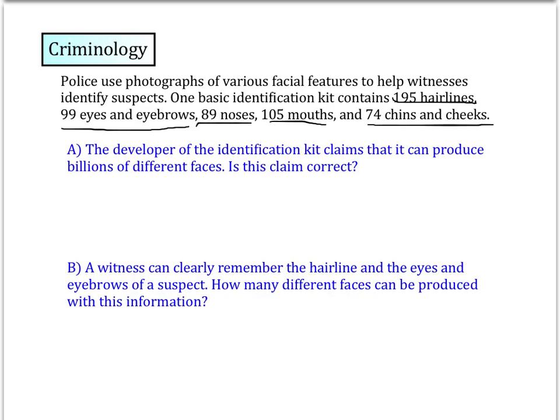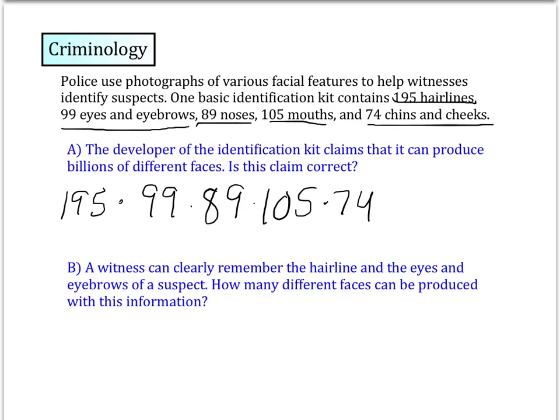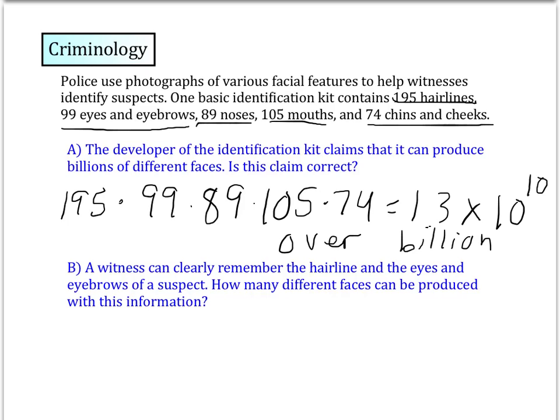Simply, what we do here is multiply all these possibilities. So 195 times 99 times 89 times 105 times 74. And when we do that, we get 1.3 times 10 raised to the 10, which is over a billion. So that developer was correct.